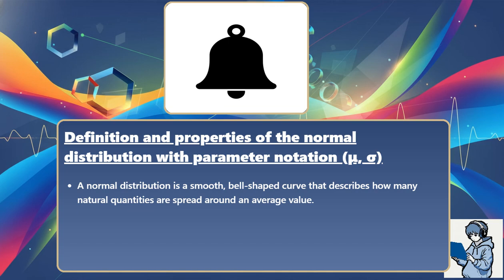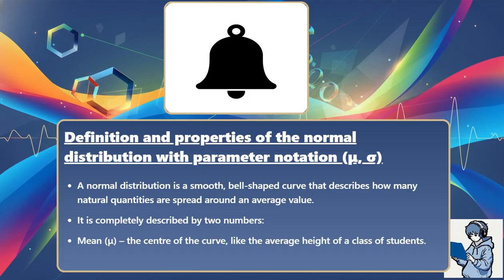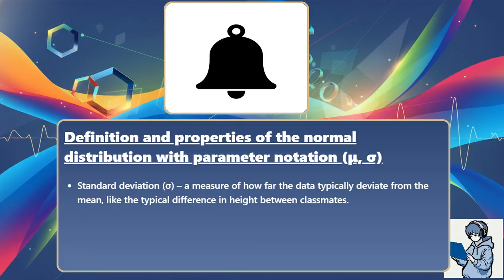A normal distribution is a smooth, bell-shaped curve that describes how many natural quantities are spread around an average value. It is completely described by two numbers. Mean mu, the center of the curve, like the average height of a class of students. Standard deviation sigma, a measure of how far the data typically deviate from the mean, like the typical difference in height between classmates.